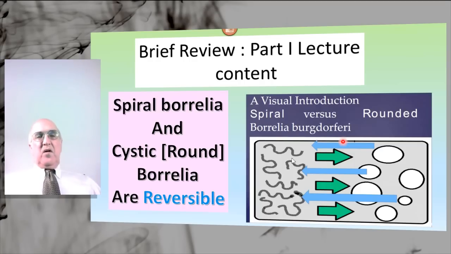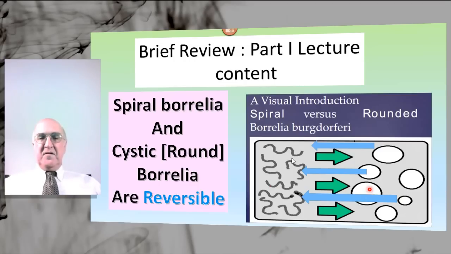Now, as part of Lecture 1 content, we discussed the spiral form of Borrelia and how under adverse conditions, the spiral form can transform into rounded cystic structures or round bodies. And we also discussed that these round bodies, under proper nutrient conditions, can reverse the process and reform the spiral forms of the Borrelia, which is the form that is best described in textbooks and which we are most familiar with. The spiral form is real.